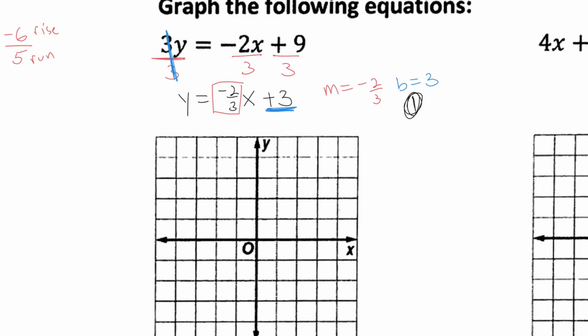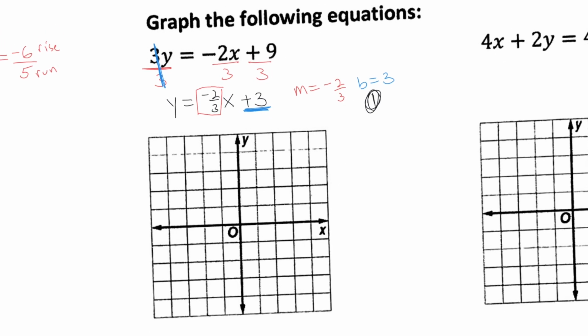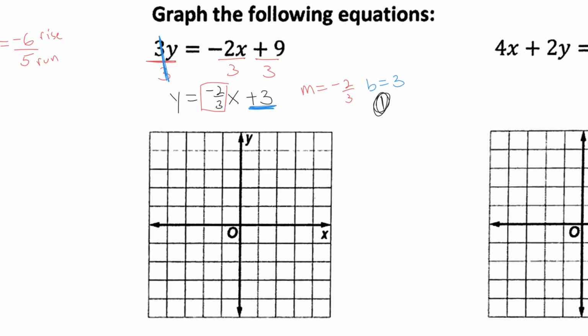So step number 1, I'm going to graph it. I'm just going to go to the +3. So I make a point right here. So that's +3. 1, 2, 3, up from the origin. Step number 2, you guys use the slope to find a second point. It is a negative, so I'm going to go down 2 and 3 to the right. So from the y-intercept, I go down 1, 2, and 3 to the right. 1, 2, 3. And I make a second point right there.